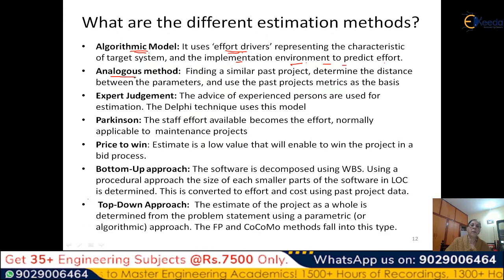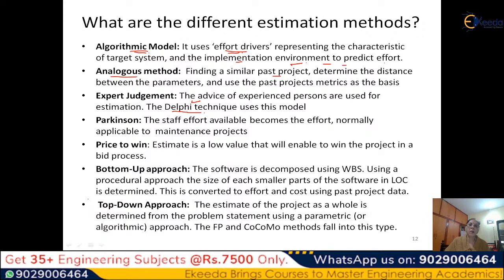Then you could have an analogous method. Analogous method means you are looking at past projects to find a similar one, and you find out the difference or distance between the parameters of the past project and the current project, and based on those metrics you determine the current project estimation. Then you can go for expert judgment. That means you take the advice of experienced people, who make estimations, and you combine them in some way. The Delphi technique comes under the expert judgment method.